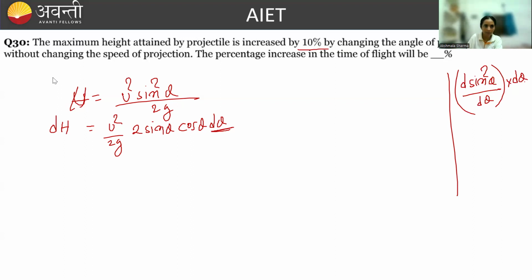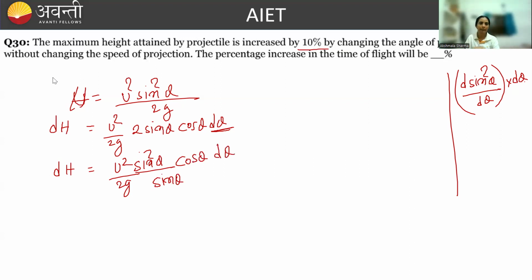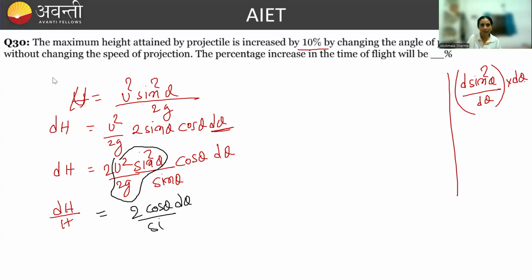If you write it here, u square dh is equal to what? u square by 2g, and here if I write sin square theta, then in differentiation I will have to write 2 sin theta, and then this is cos theta d theta. Okay? So 2 is also there, right? 2 is also there. So dh by h, what will h be here? This h is your this one. This is h. So dh by h is equal to 2 cos theta d theta by sin theta.